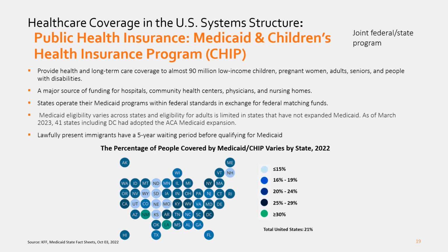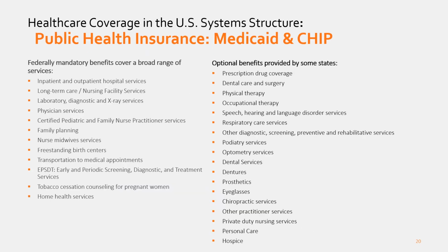Medicaid eligibility requirements vary across states, and in many states, millions of poor uninsured adults fall into a coverage gap because they earn too much to qualify for Medicaid, but not enough to qualify for the marketplace premium tax credits. The map below shows the variability of people covered by Medicaid and CHIP in 2022. Medicaid has federally mandated benefits that all states must provide to recipients. There are optional benefits that some states will provide, but again, these will vary by state.